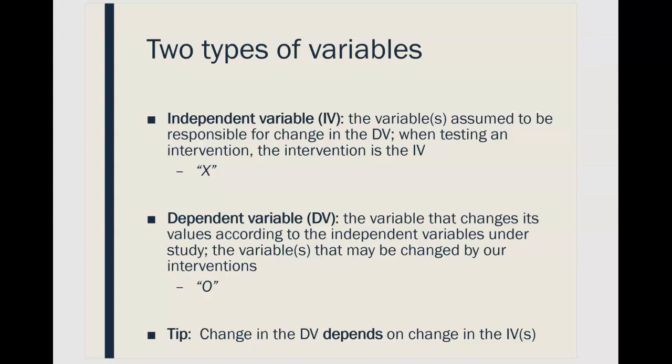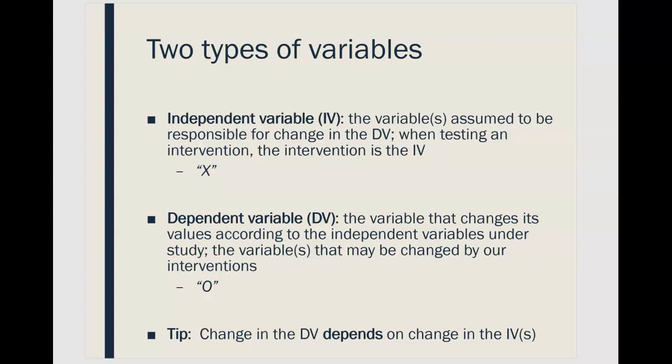The dependent variable then is the variable that changes in its values, its measurements, according to the independent variable in the study. So it's the thing we hope to change. Maybe the depression score goes up or down, depending upon the measure you might be using. So it's that outcome variable. It's the thing we hope changes. That's an O in our notation. So we've got an X and we've got an O here.